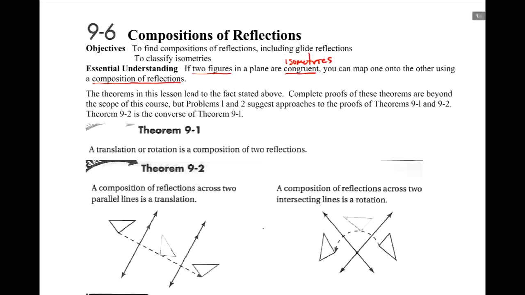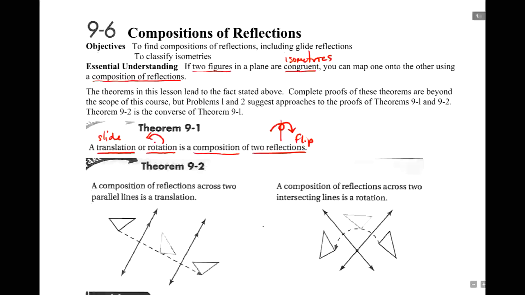Take a look at our theorems. Theorem 9.1 says that a translation, right? That's where we just slide it. This is a slide. A translation or rotation, that's where we go about our center of rotation, right, is a composition of two reflections. And reflections are where we go from here and we flip and go across the line. Right? This is a flip.